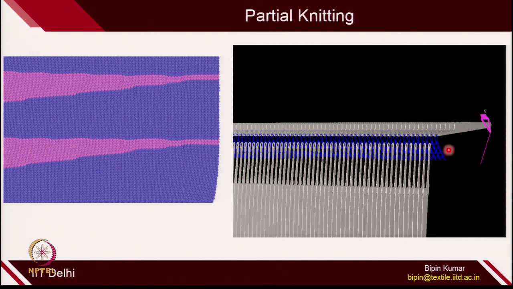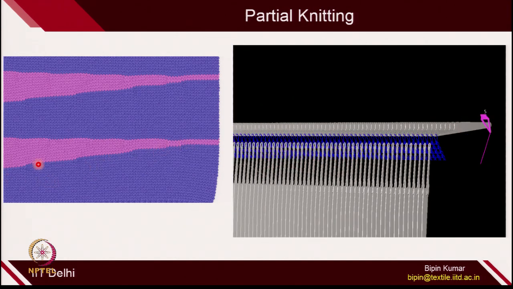So, which can be shown in the animations also. Here you can see first course, then blue yarn is actually not completing the entire course. Similarly, the red yarn is also not completing the entire course, it is doing the partial knitting on the bed, and you can see the structure is making like this.